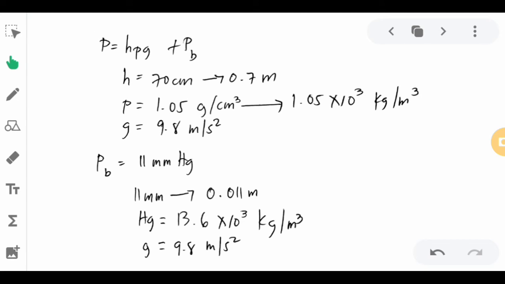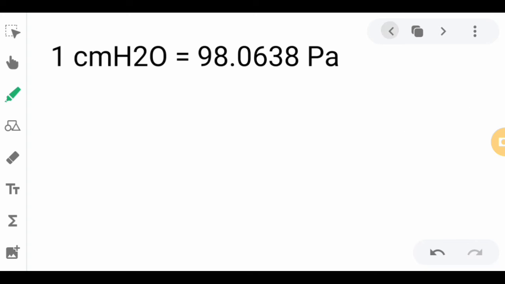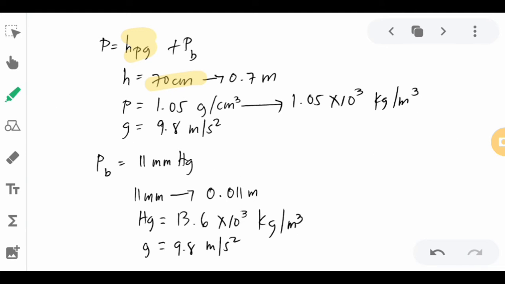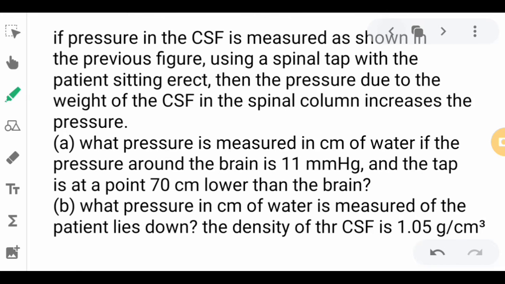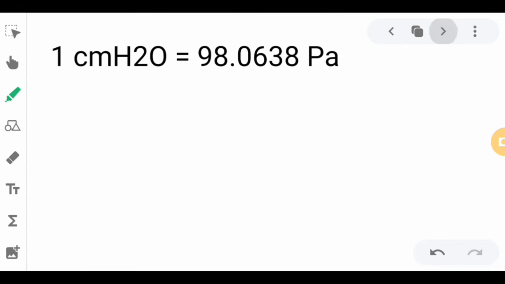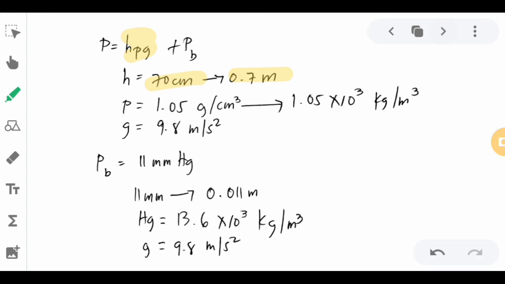Let us proceed. First, let us determine the given values for P = hρg. The h is equivalent to 70 cm, which is the height, since you are asked about sitting erect. You have to convert that into meters because that is the standard SI unit, so 0.7 m. The density of the CSF is given as 1.05 grams per cubic centimeter, but you have to express that in kilograms per cubic meter.